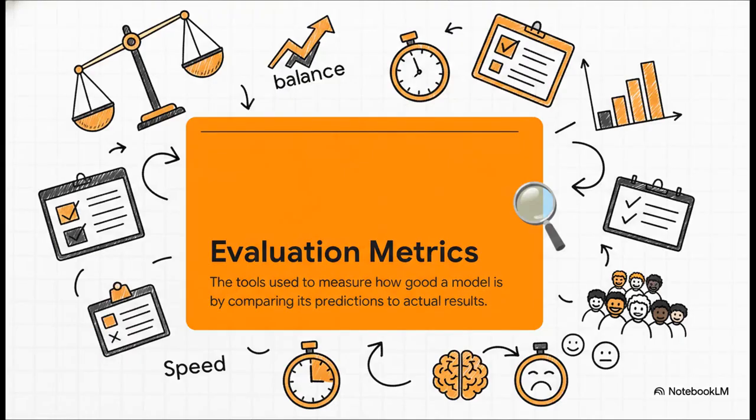So how do we know if we've actually found that balance? We use evaluation metrics. These are basically the report card, the scores we use to grade our model. And depending on the job, we might care more about accuracy or speed or maybe fairness. These metrics are how we compare the model's predictions to the real results to see how well it's actually doing.